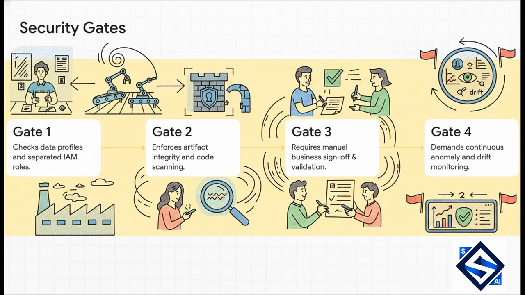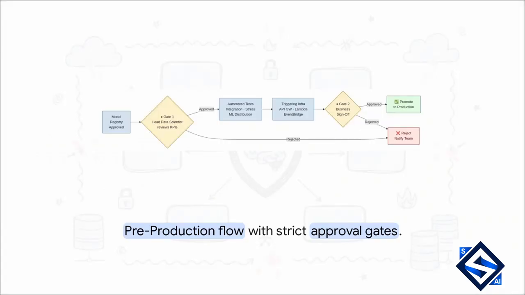Then we have Gate 3, which introduces the human element. It demands manual business sign-off and rigorous stress testing before a model gets anywhere near production. And finally, Gate 4. That ensures once something is live, it is continuously monitored for any anomalous behavior. This really proves that moving models isn't just a simple stroll down an open hallway.